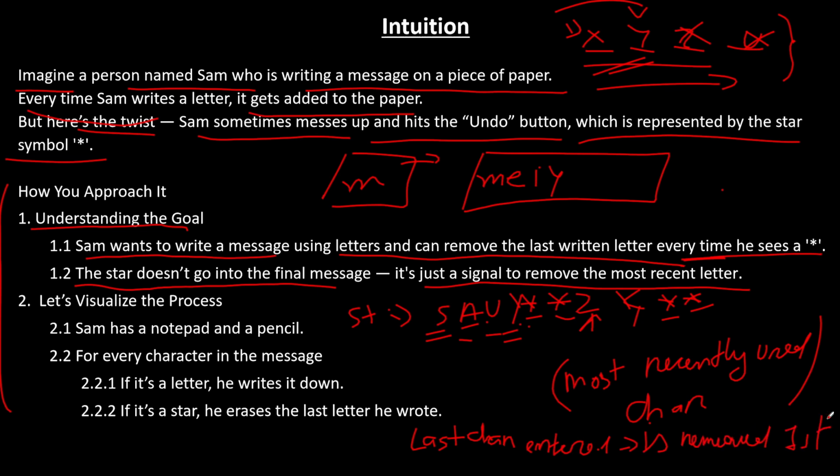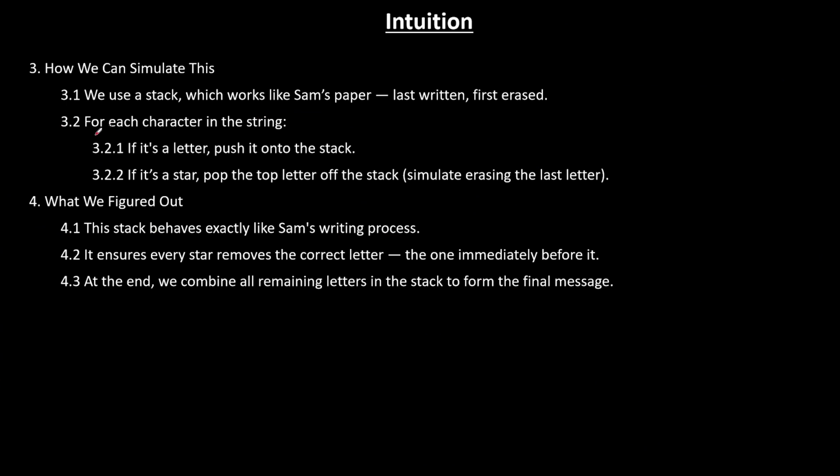First, the last character which you entered on the piece of paper is removed first, right? Whenever we find an asterisk, it is only done one time. One asterisk, one character. Five asterisks, five characters, right? That's the thing. So this basically uses the concept of stack. Yes, we are using the stack data structure here for implementing this problem.